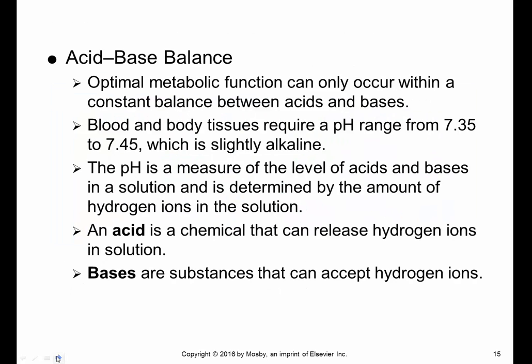We know that our body maintains an acid-base balance, and in order to have optimal metabolic function, the pH of our tissues and blood needs to be in a range of 7.35 to 7.45. We know that is slightly alkaline, but that is the pH that is required for our body. And we know that an acid is a chemical that can release hydrogen ions, and bases are substances that accept those hydrogen ions.